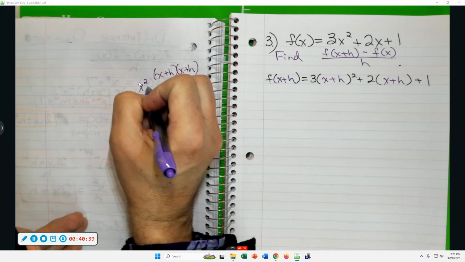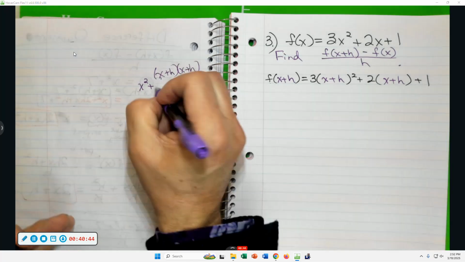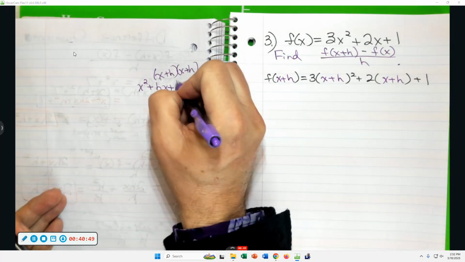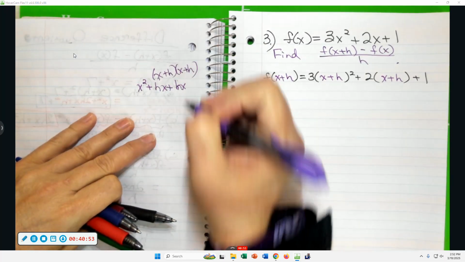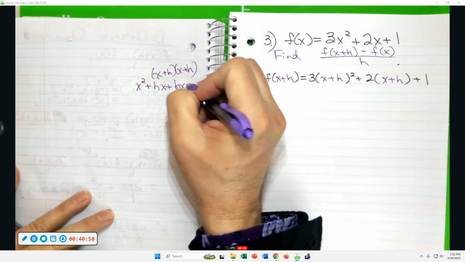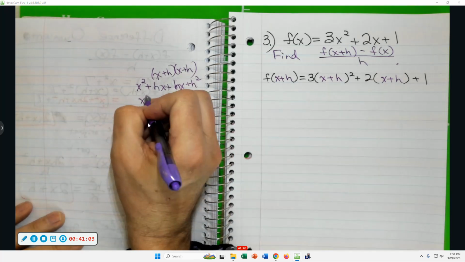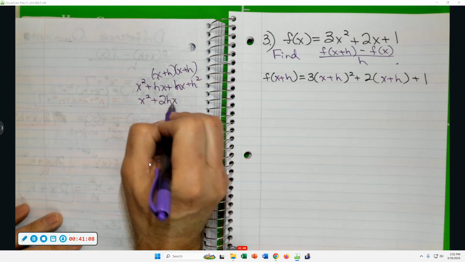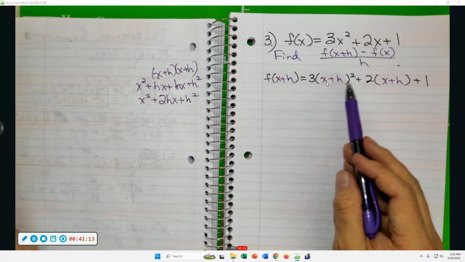x squared plus outer hx, good, inner, another hx, last h squared, and what's that going to become? X squared plus 2hx plus h squared. So we just now squared x plus h.